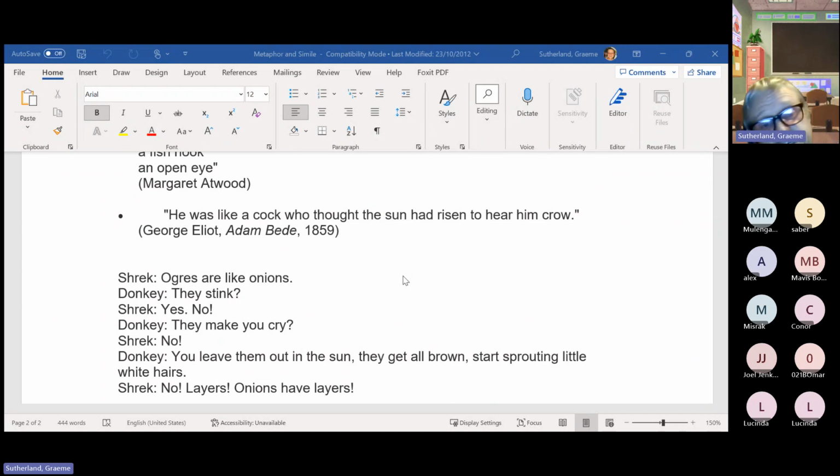And so the frustration that Shrek has is that Donkey doesn't immediately get his connection. And that does show that you have to do a bit of work with them sometimes. Ogres are like onions because they have layers. Would have done it.